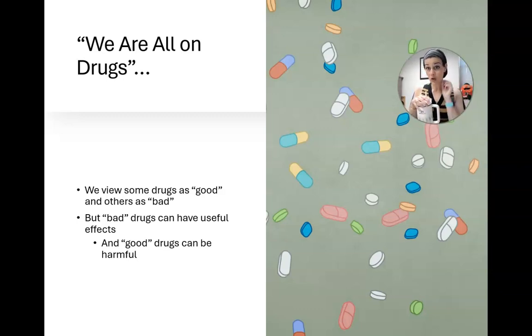So oftentimes, for example, drugs like cannabis, marijuana, those have often been treated as very bad drugs. When I was growing up, I was told it was a gateway drug for all other types of recreational drugs. But we know that cannabis can have beneficial effects, particularly for those undergoing chemotherapy or cancer treatment. And we know that good drugs, particularly those that are prescribed by doctors, can actually be really harmful. We are in the midst of a painkiller crisis because opioids, which were prescribed by doctors, were being overprescribed, and people ended up getting hooked on those drugs as a result.